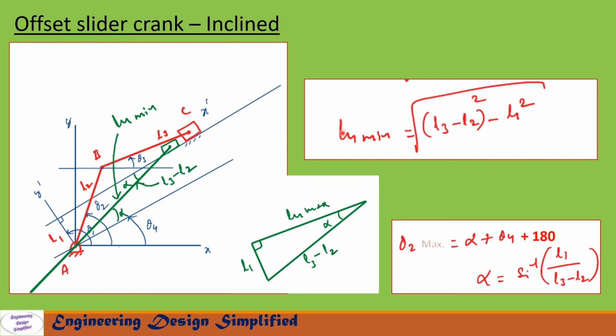So if this is L4 minimum, then at this, theta 2 will be theta 2 max. So theta 2 max can be found as theta 4 plus alpha plus 180 degrees. That is written here: theta 2 max equal to alpha plus theta 4 plus 180 degrees. And from this right angle triangle, again we can find alpha equal to sine inverse of L1 by (L3 minus L2).